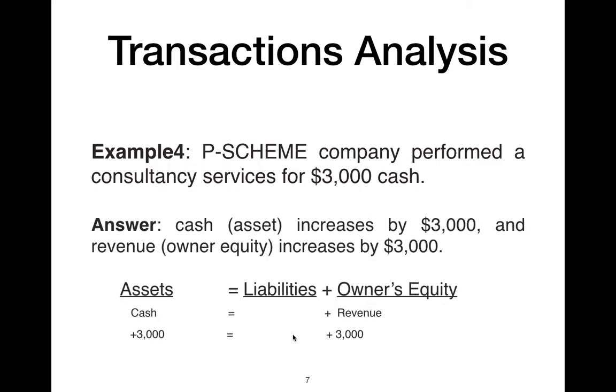Accordingly, the cash account increased by 3,000 US dollars. In this transaction, the company gained 3,000 from selling a consultancy service. Accordingly, the owner's equity increased by 3,000 due to the revenue that they achieved from the service.